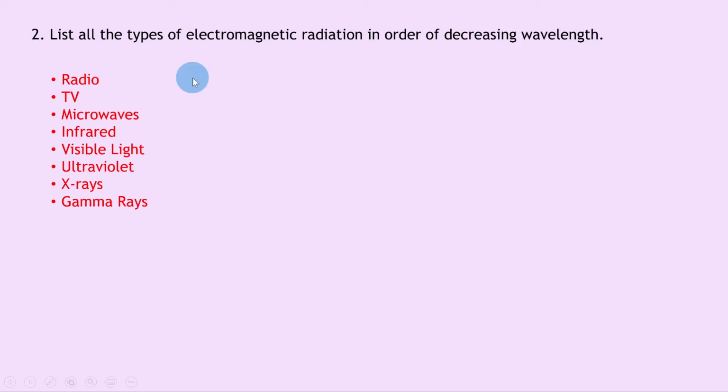And this is going from high wavelength at the radio waves, which is also low frequency, all the way down and decreasing in wavelength to the smallest wavelengths of gamma rays. And these are the highest frequency waves. So this is decreasing wavelength going down this way, which is the same as increasing frequency.